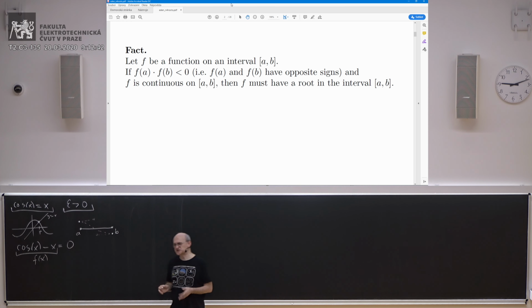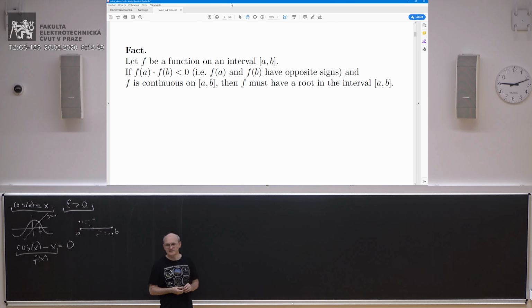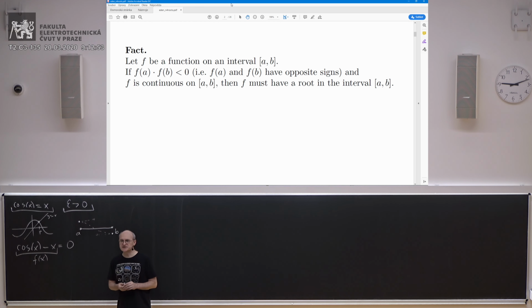We have it bracketed. That's a good mathematical name for it. We have the root bracketed. We know for sure that it's there. Of course, a good question is how to find a and b. And the answer is, well, essentially by experimentation.